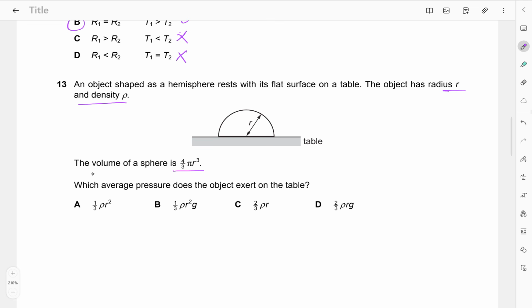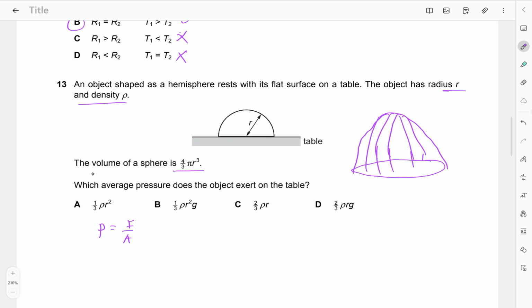So, of course, it is a hemisphere. Maybe I can draw this, say the circular base, and we put on the hemisphere like this. A hemisphere is half a sphere, so it is something like that. So it means the base is the circular area. So the pressure is going to be force over the area, which area is circular. The force is going to be the weight, which is m times g, over the area, which is going to be pi times r squared.